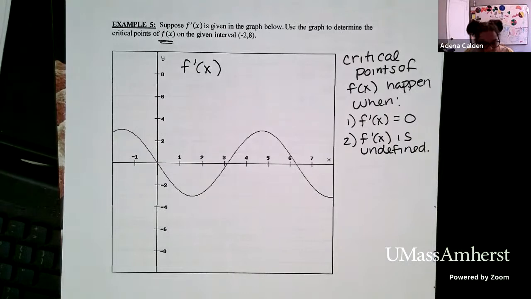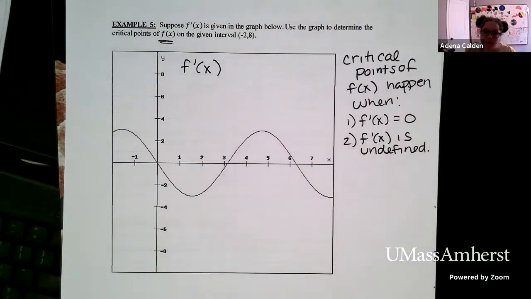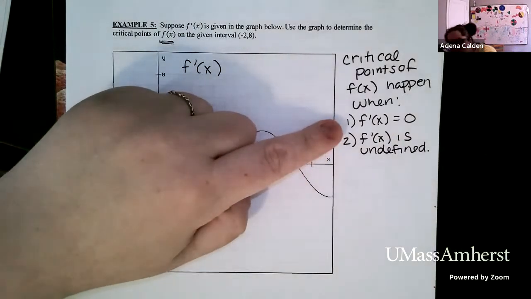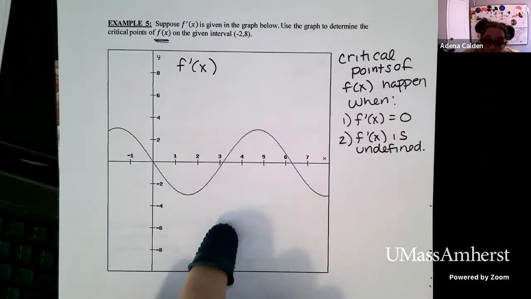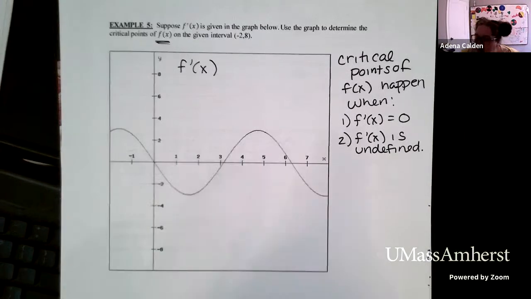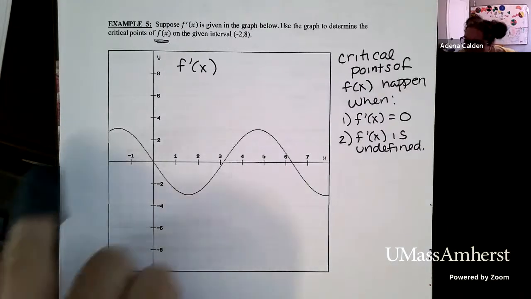Okay. So our definition says that the critical points of f of x, so the critical points of an original function, which is where the first derivative is going to equal 0, or when the first derivative is undefined. Now, what we have here is a picture of the first derivative. So let's talk about undefined first. If the function is undefined, that would mean it has something that's not continuous within this function, right?